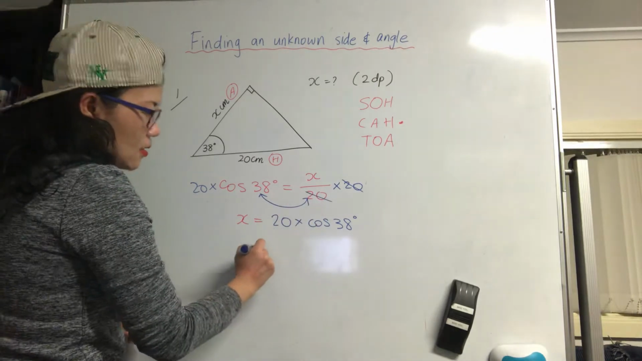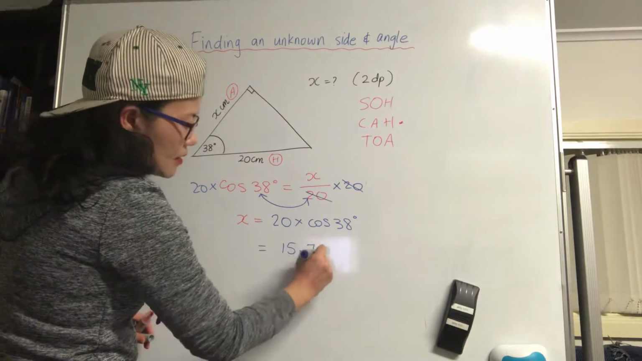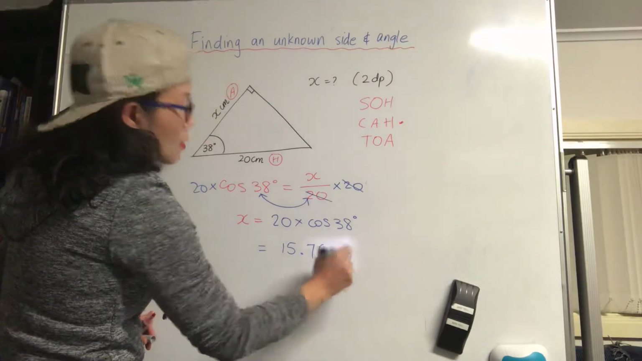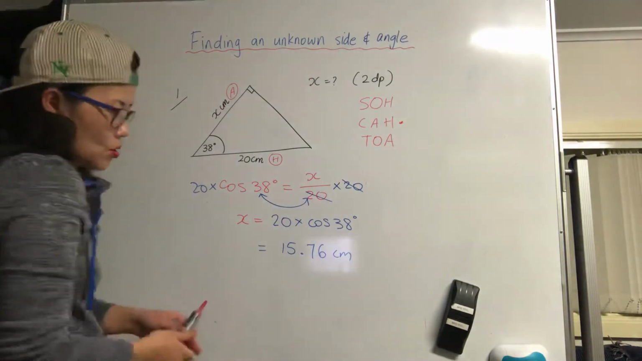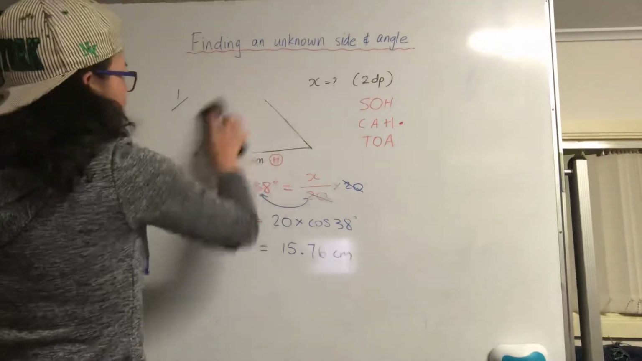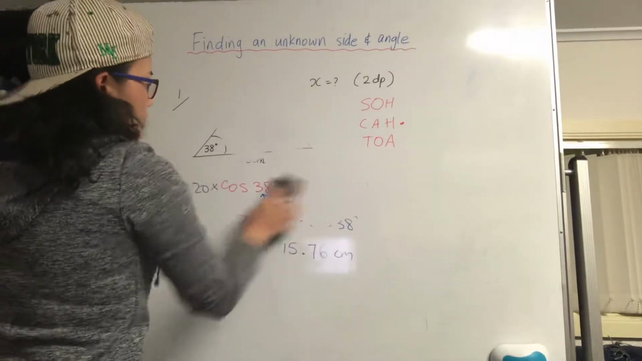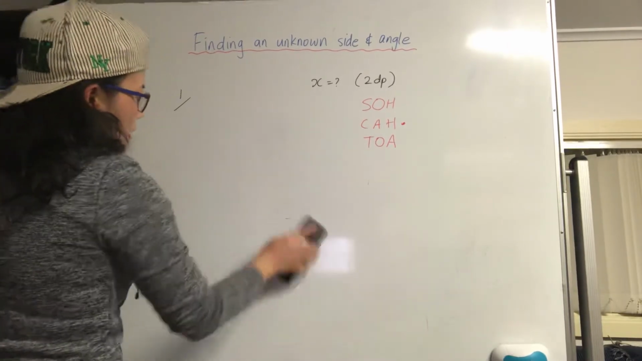And the answer will be 15.76 centimeters because it's 2 decimal places. Okay, so we got it to 2 decimal places for the answer. All right, so that was question 1, and I'm just going to leave the SOHCAHTOA on the side because we will use this one.